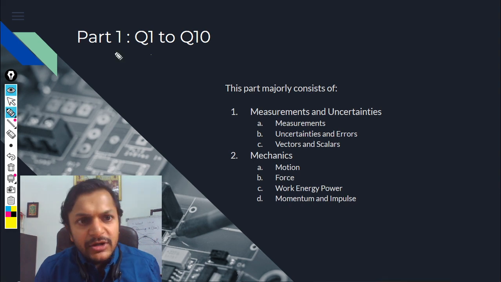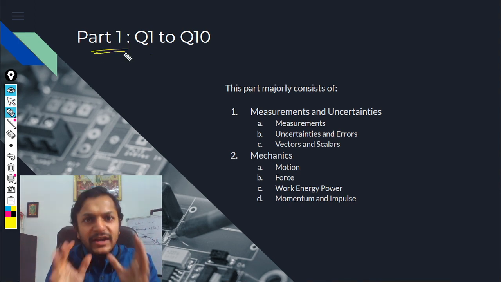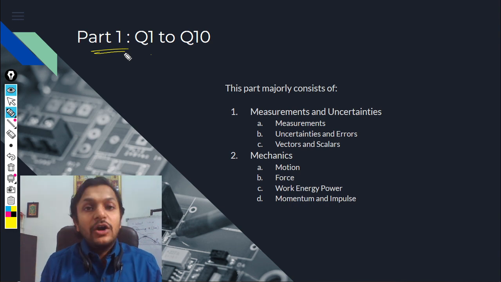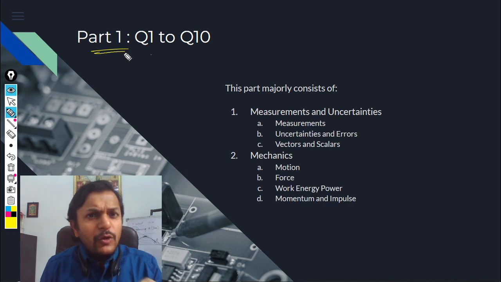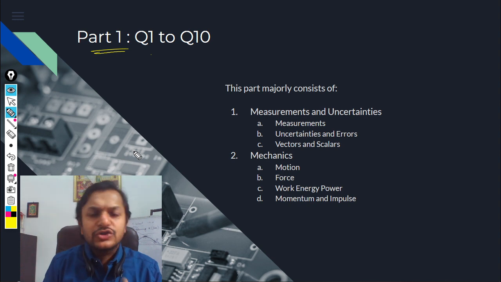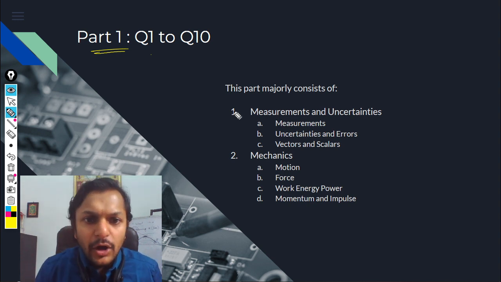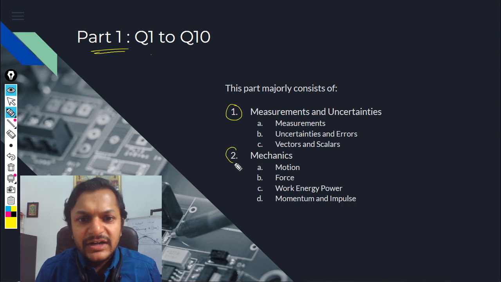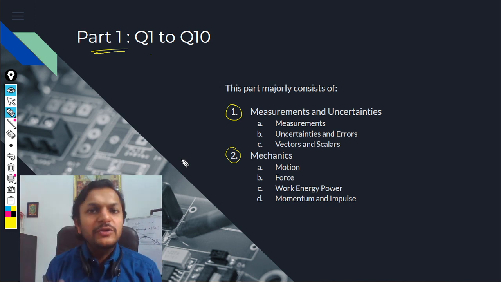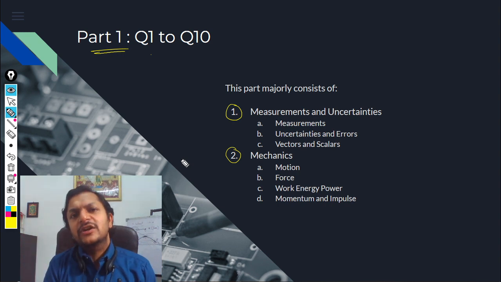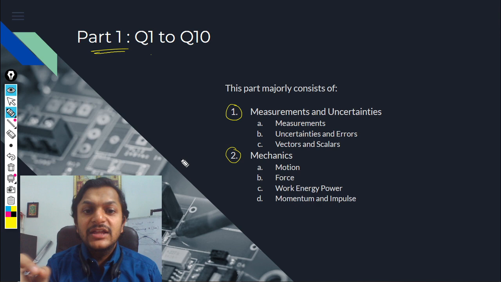Coming to part number 1. I have divided this question paper based on my experience of solving your exam papers. What I have found is that the first 10 questions, which are the easiest in the complete examination, belong to the chapters Measurement, Uncertainty and Mechanics. So these 2 chapters have to be perfected when you are practicing and learning. These 2 chapters become most important because the easiest questions in your examination belong to these 2.